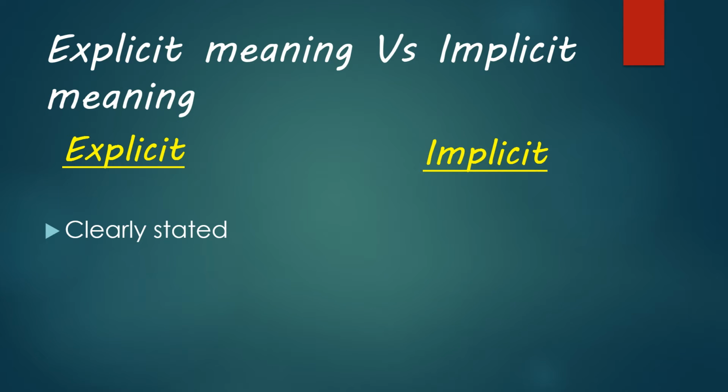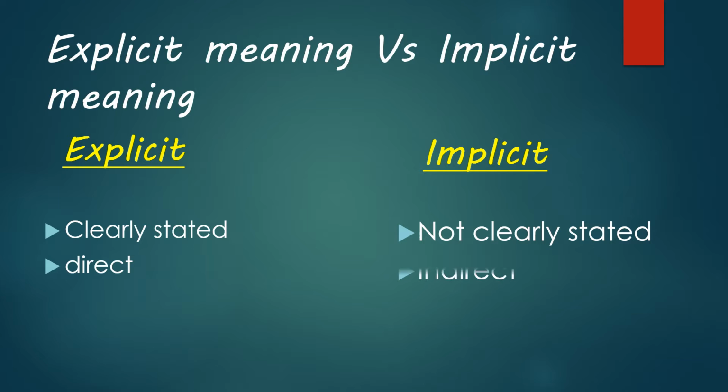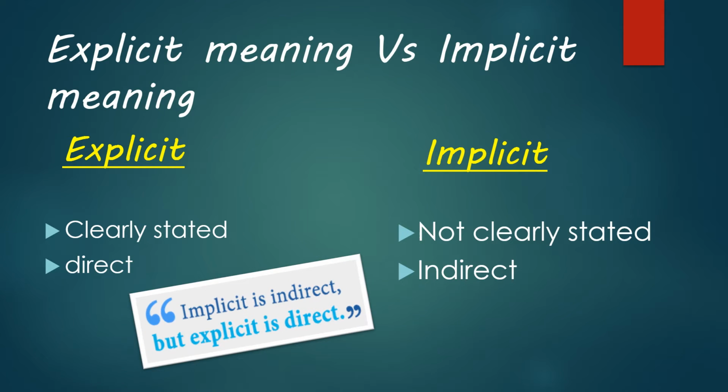So for the explicit meaning, the things are clearly stated. You can easily find them. They are directly stated there, and you can easily spot them on the surface. But in case of implicit meaning, the things are not clearly stated. You need to read them between the lines to get the idea. And I must tell you, and you also know, that when you are doing some comprehension for O levels, there are few questions which are explicitly set, and there are many questions which are implicitly set.